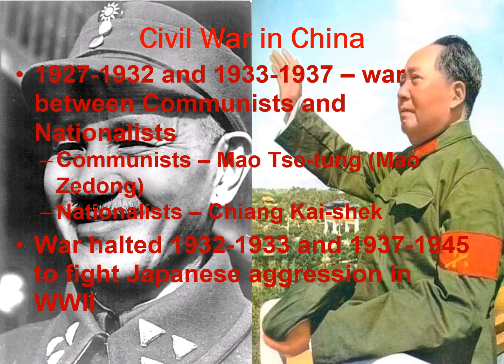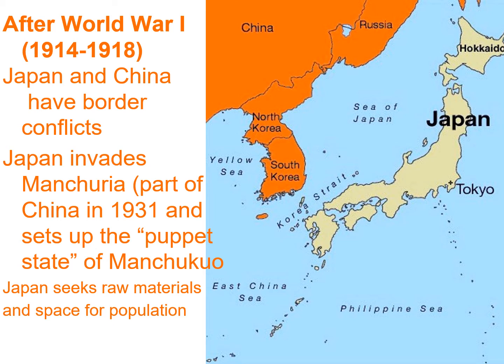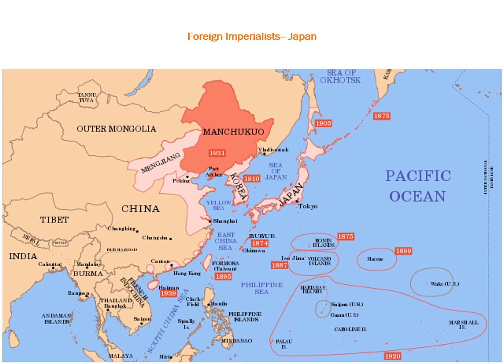The war only stopped because of Japanese imperial aggression. After the First World War, there was a series of border conflicts between Imperial Japan and China. Though really at this point there were two Chinas. There was China that was nationalist, and then there was communist. Imperial Japan invaded Manchuria, which was part of China until 1931, and Japan set up Manchuria to be a puppet state called Manchukuo. And Japan did this because they needed the raw materials to feed their industries, as well as space for their large urban population.